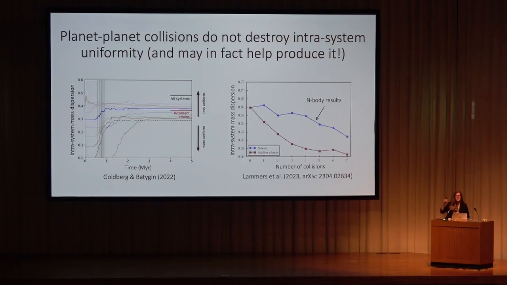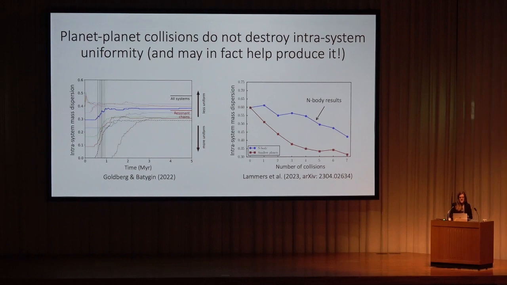A recent paper by Lammers et al. considered sort of the opposite question of what happens if you start out with bodies that are more mass diverse than the observations. Actually, they're starting out with the mass dispersion sort of up here if we look in comparison to the Goldberg and Batygin picture. And they find that these collisions actually tend to reduce the mass dispersion, making systems more uniform.